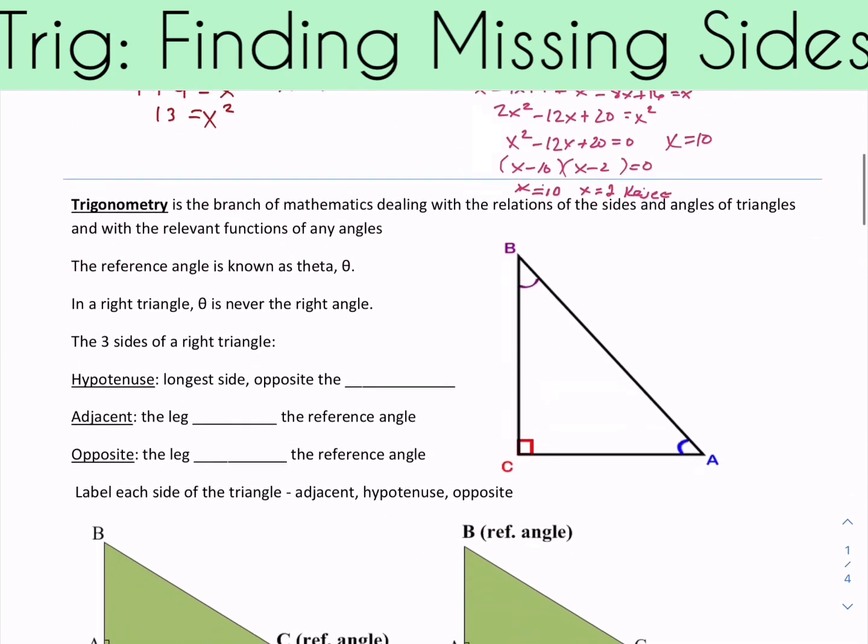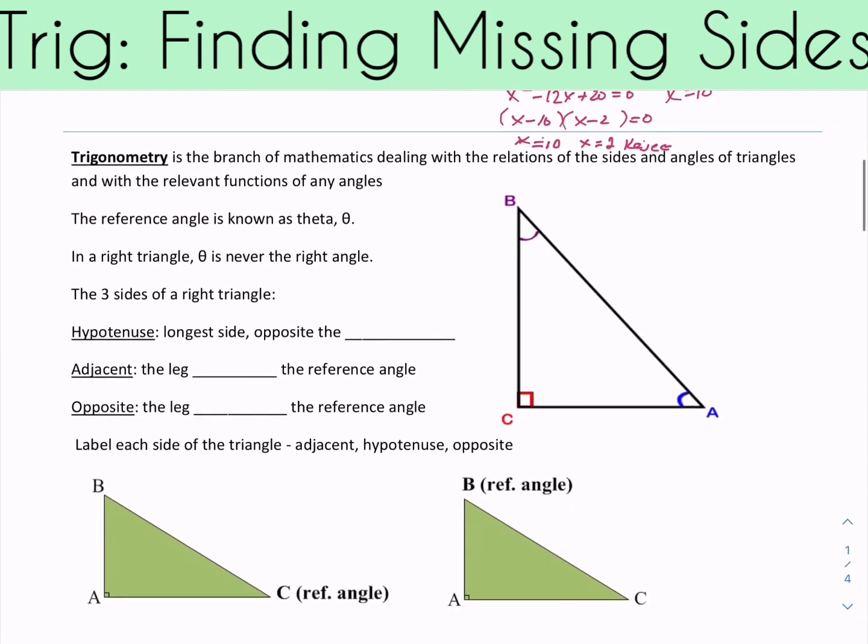Let's read this together. Trigonometry is the branch of mathematics dealing with the relations to the sides and angles of triangles. So think of trigonometry as the study of triangles with the relevant functions of any angles. We have what's called a reference angle. That's an angle that we are going to refer to, and we know it as a Greek symbol called theta. In a right triangle, theta is never the right angle. So down here, angle C, that is not going to be theta. Theta represents an unknown angle, and C we know is 90 degrees.